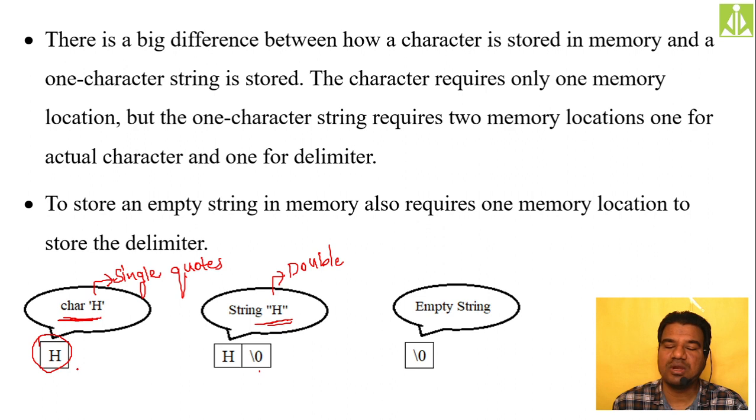A character can store only one character, so it will consume only 1 byte of memory. But if it is a string, in order to store even a single character, you need 2 bytes of memory: one for the actual character and one for the delimiter. Even if you are storing an empty string, meaning no characters at all, in that case also you need to store the null character.